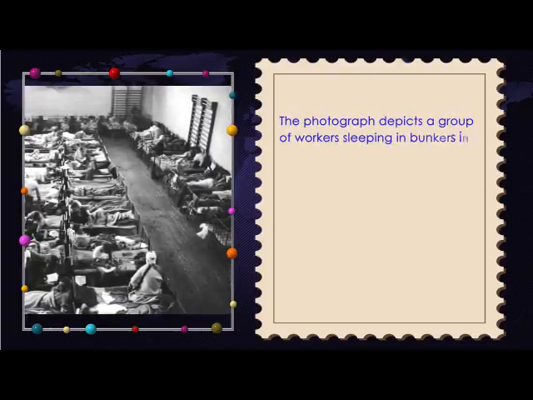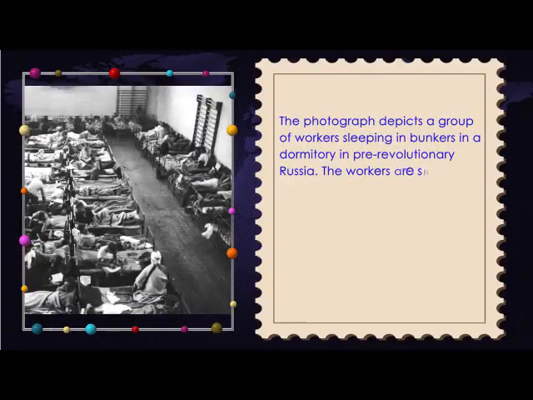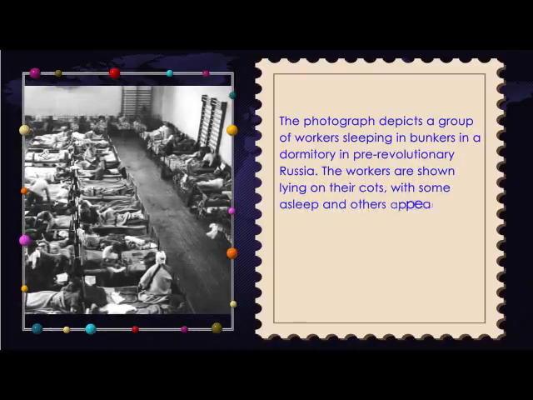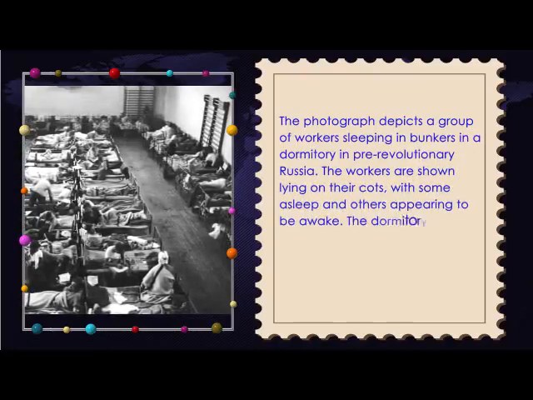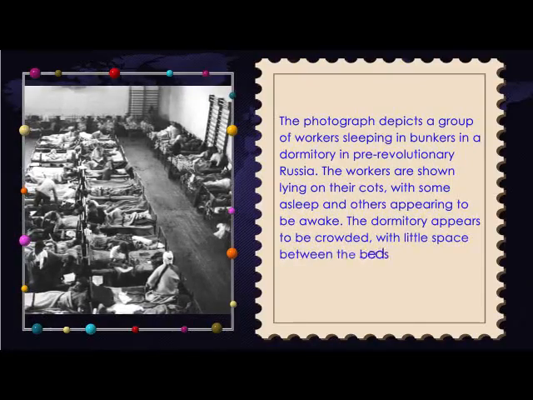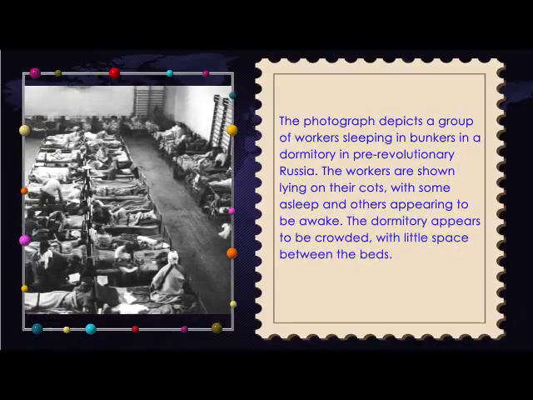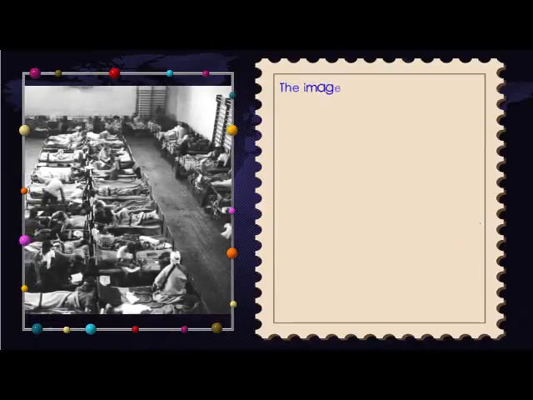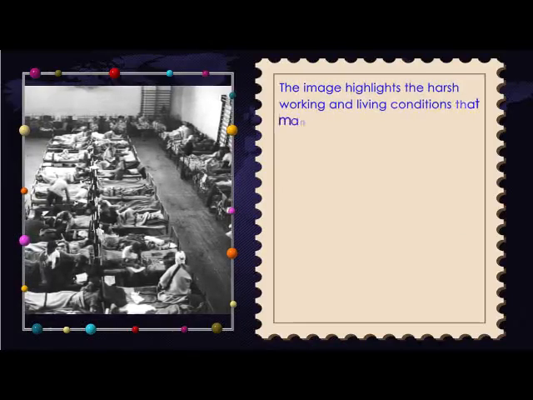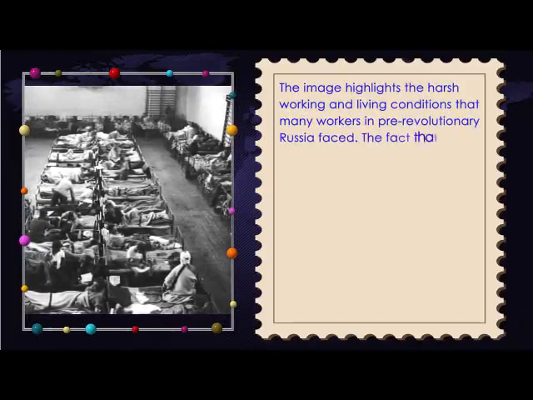The photograph depicts a group of workers sleeping in bunks in a dormitory in pre-revolutionary Russia. The workers are shown lying on their coats, with some asleep and others appearing to be awake. The dormitory appears to be crowded, with little space between the beds. The image highlights the harsh working and living conditions that many workers in pre-revolutionary Russia faced.